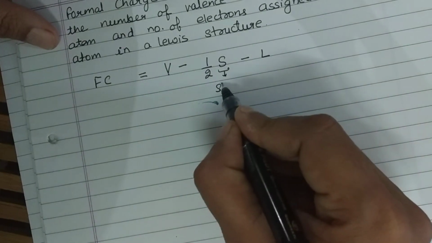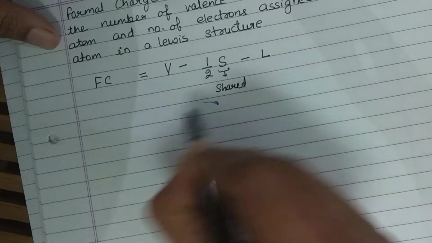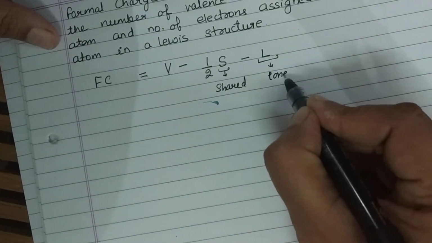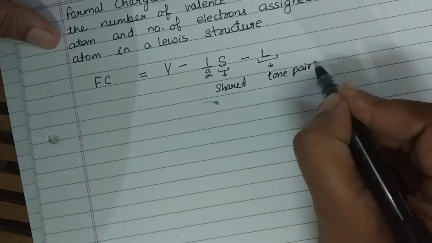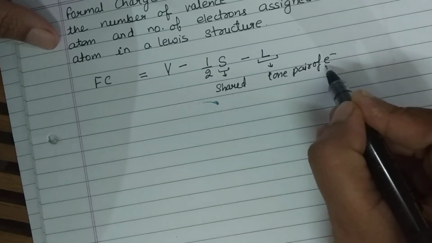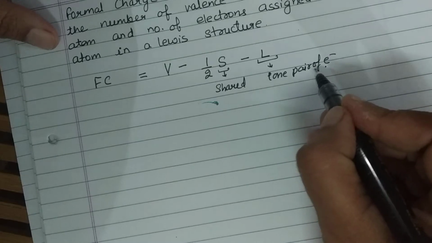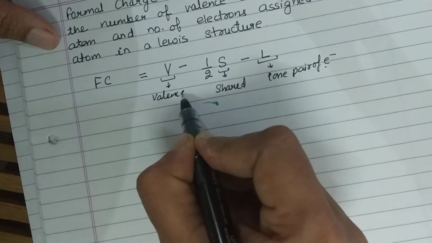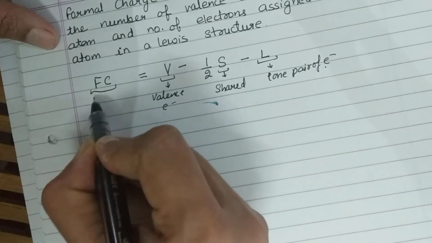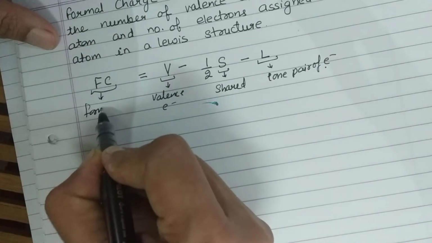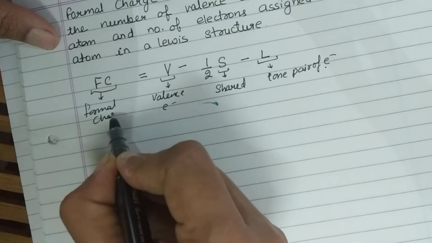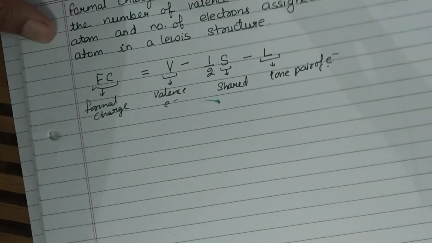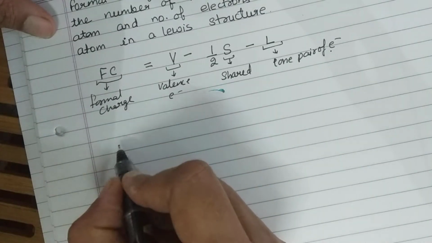Here S represents the shared electrons, and we also subtract the lone pair electrons. We won't count the pair in this. V represents the valence electrons in the atom, and Fc represents the formal charge on the atom. Now we'll take an example.